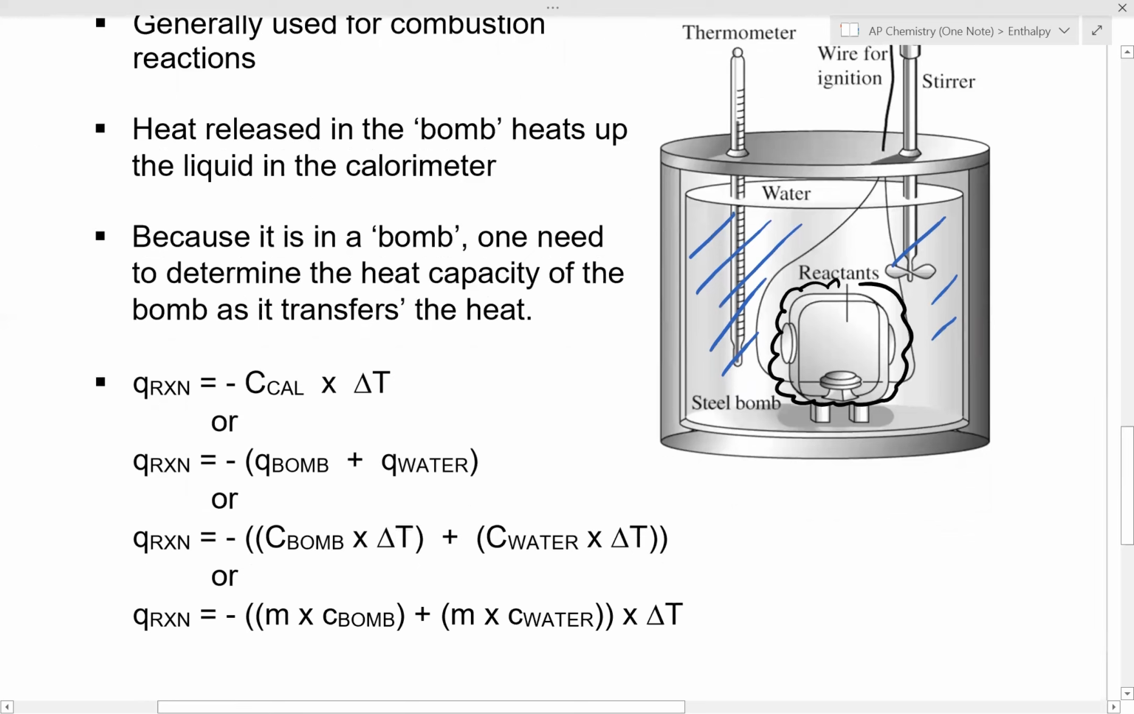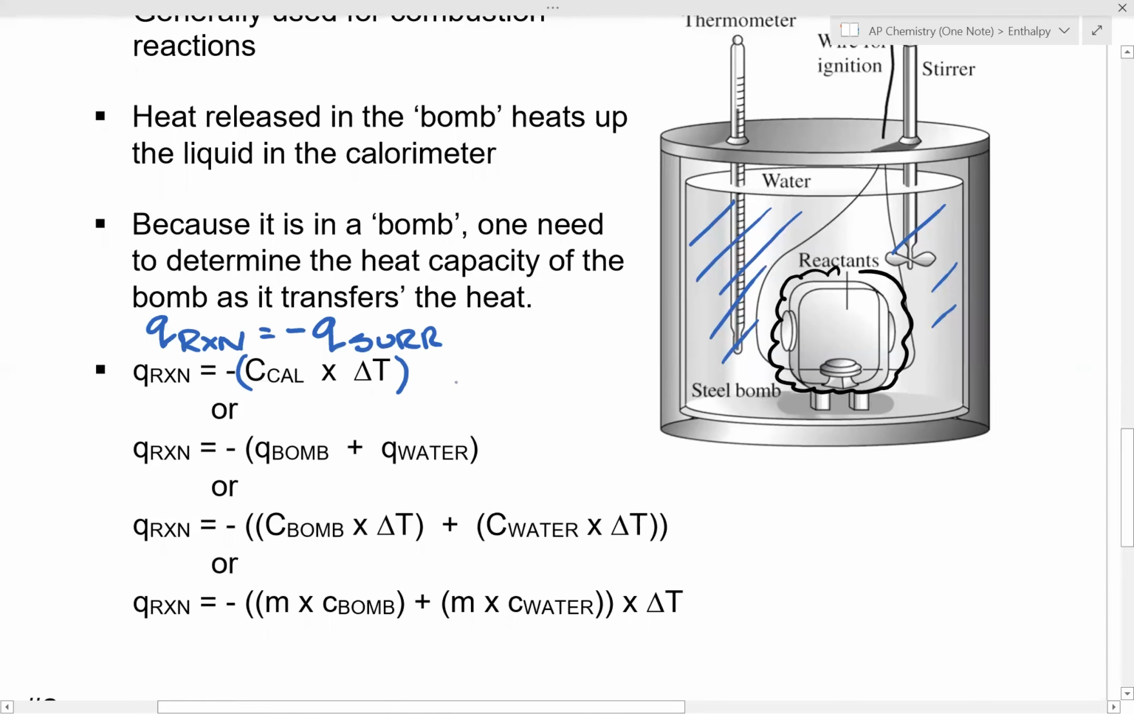Now, notice I've given you a series of 4 equations. These all derive from Q reaction is equal to negative Q surroundings. In this case, the surroundings is the entire calorimeter times delta T, the change in temperature. Here it's broken down, because remember there's the bomb and the water, so this is broken down into how much heat the bomb has and how much heat the water has.